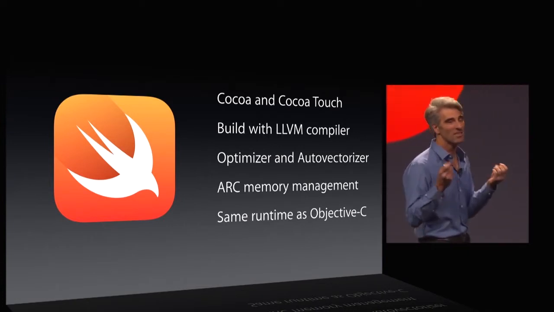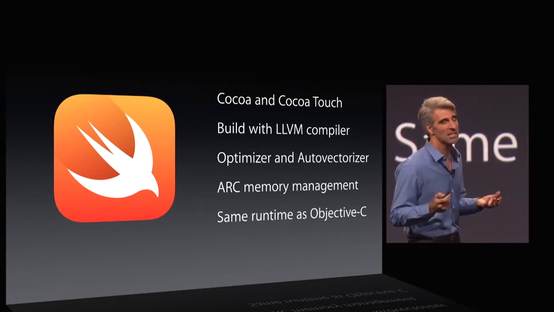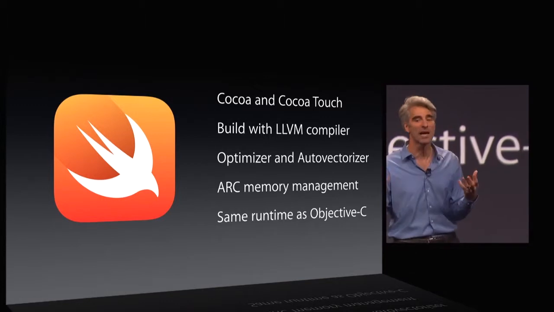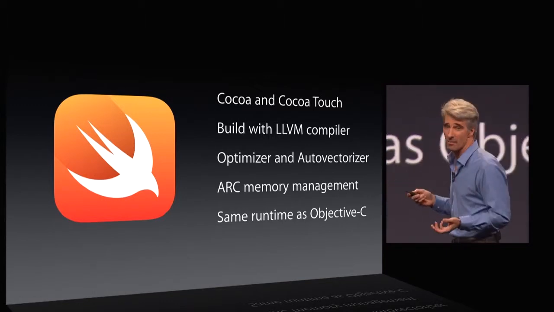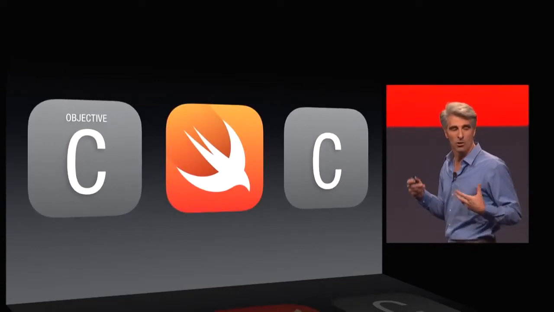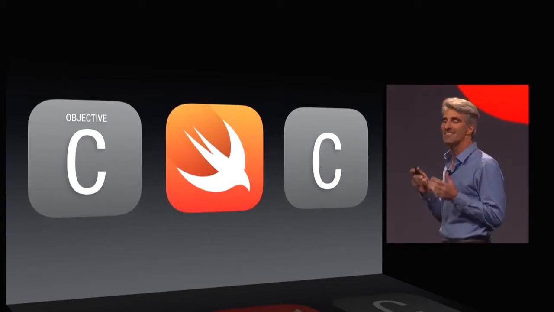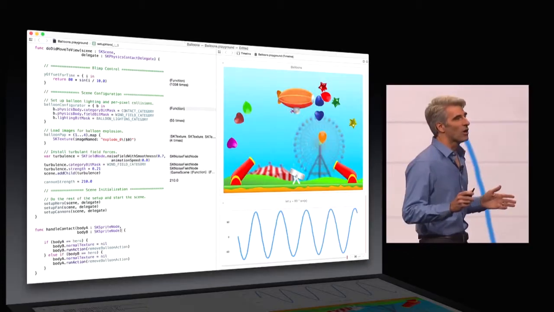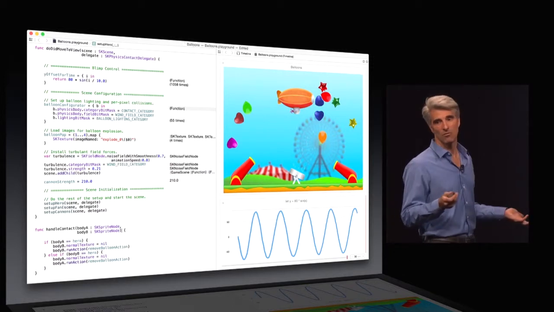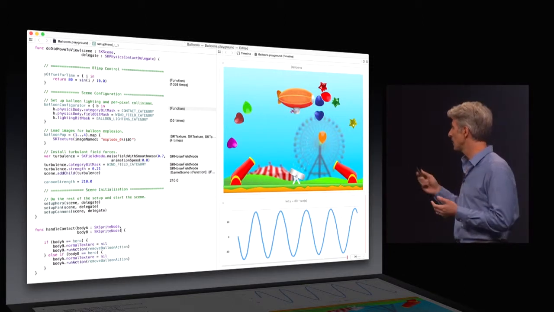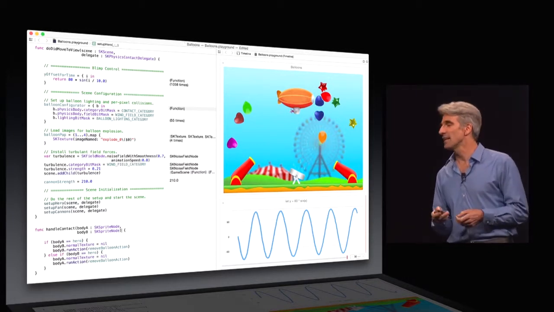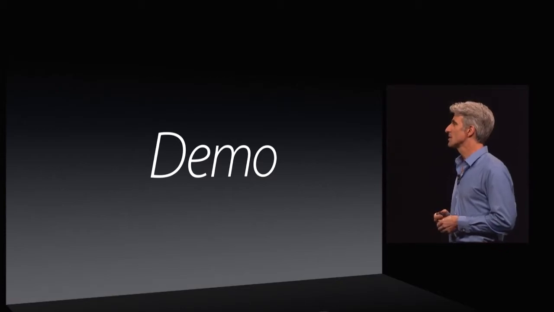Now, Swift is completely native to Cocoa and Cocoa Touch. It's built with the same LLVM compiler as Objective-C, using the same optimizer and auto-vectorizer, and it has the same ARC memory management model and the same runtime, which means that your Swift code can fit right alongside your Objective-C and your C code in the same application. Now, Swift also enables a level of dynamism and interactivity in development that we've never seen before, with a feature we call Playgrounds. To demonstrate Swift and Playgrounds in action, I'd like to bring to the stage Chris Lattner.